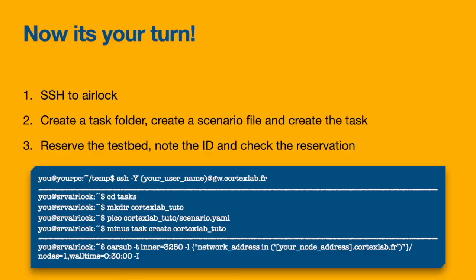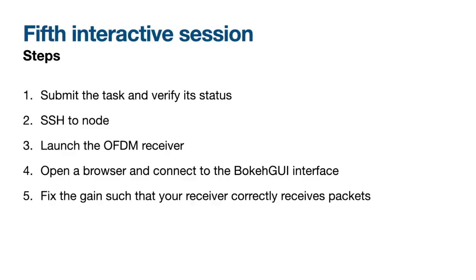Okay, now let's get back to the presentation. Now we're going to go to part 4 of this presentation, which is launching the experiment itself. So here are the steps of the 5th interactive session. So the first thing we're going to do is we're going to submit the task and verify its status. Then we're going to SSH to the node, launch the OFDM receiver, check if it's running correctly.